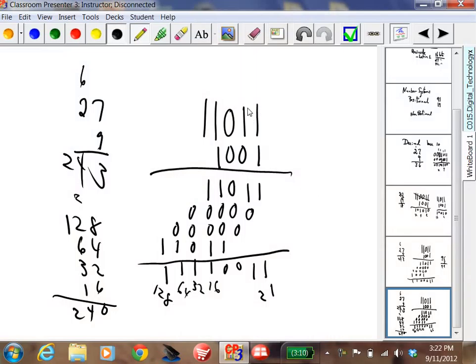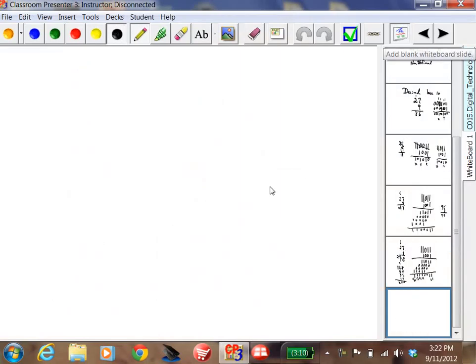Go ahead again. Okay, you want to do a different number? Let's do a different example. Okay? Let's do 15 and let's add 7 to 15. How about that? That's because they're all ones. 15 is 1, 1, 1, 1. 7 is 1, 1, 1. Okay.